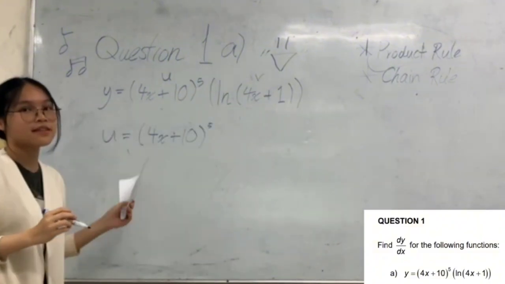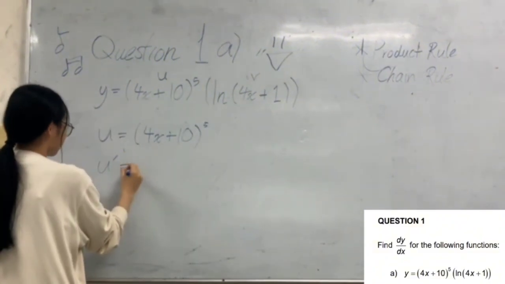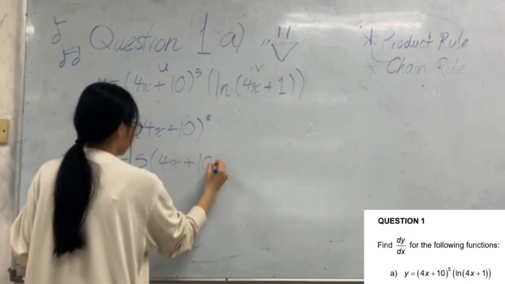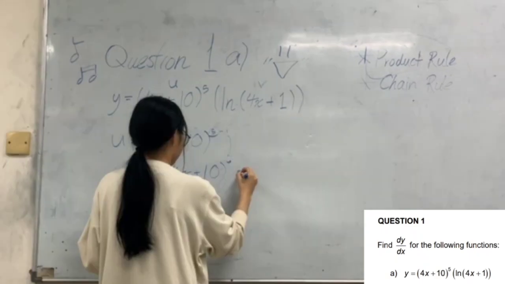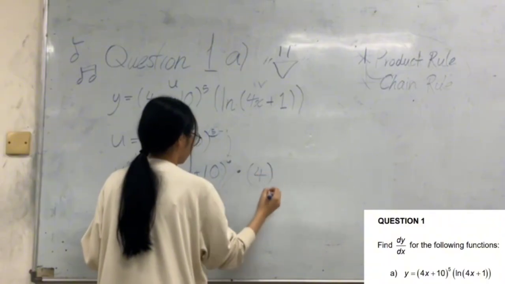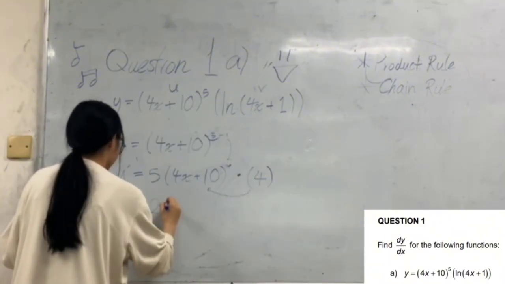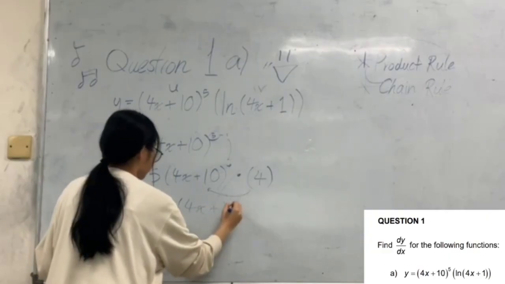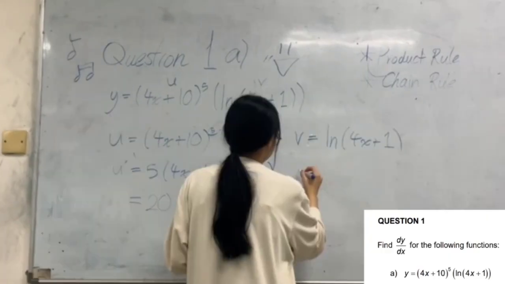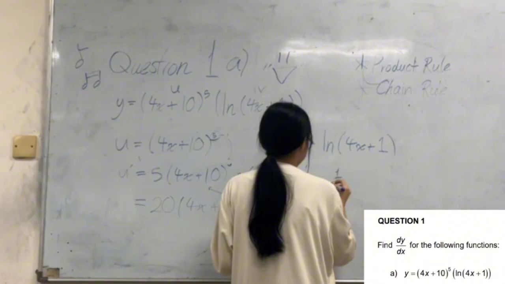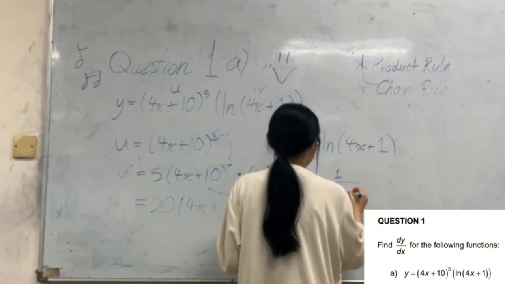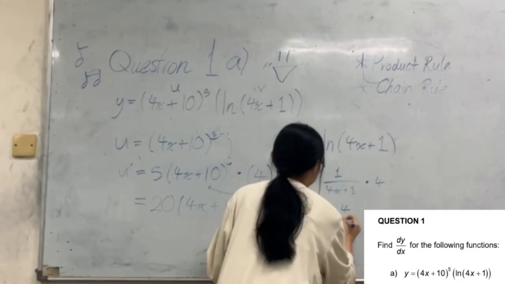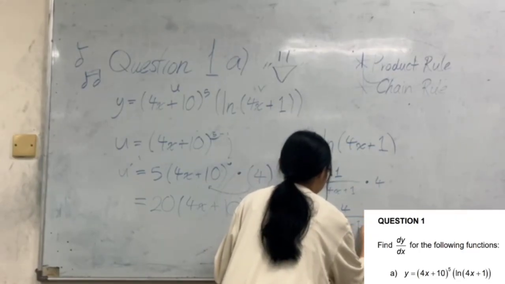To differentiate this equation, u prime equals 5 bracket 4x plus 10 to the power of 4 times 4. We multiply it and it becomes 20 bracket 4x plus 10 to the power of 4. So v prime is 1 over 4x plus 1 times 4 over 4x plus 1.